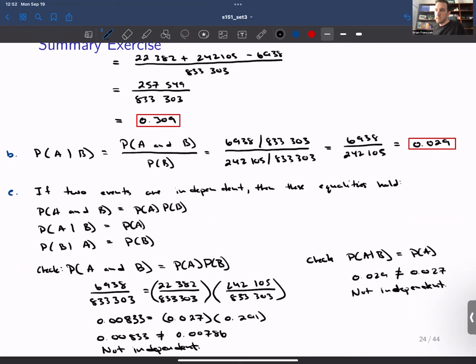In general, we only need to use one of these equations. If one of them holds, all of them will hold. If one does not hold, then none of them will hold. But we're using two different equations for illustrative purposes here.